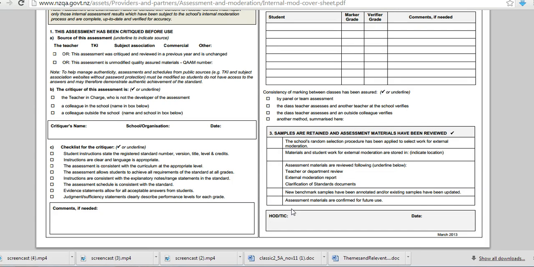Here at the bottom is information about where assessment materials have been reviewed. If something happens to you in the year, you leave, people change staff, something awful happens, the school needs to know where to find this information, and also your annotated exemplars that you've taken from these.